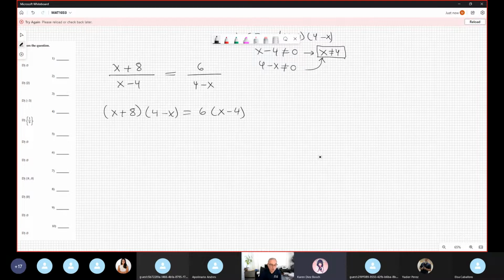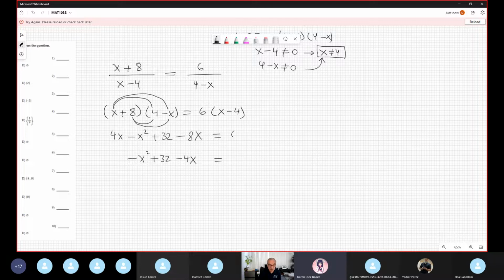Okay, you foil. This is x times 4, 4x. And x times minus x is minus x squared. This is 32 positive. And this is minus ax. Okay, so at this moment, I combine. It's minus x squared plus 32 minus 4x. The negative 4 is the result of positive 4 and negative 8. Okay.